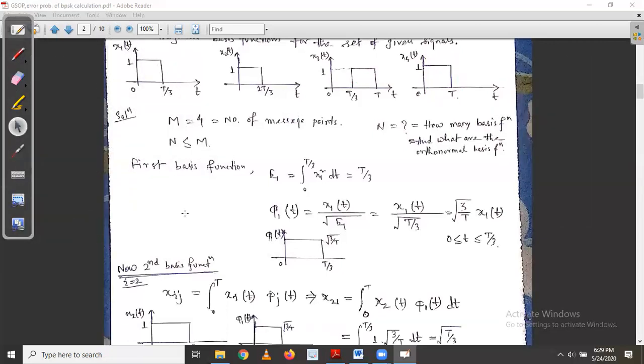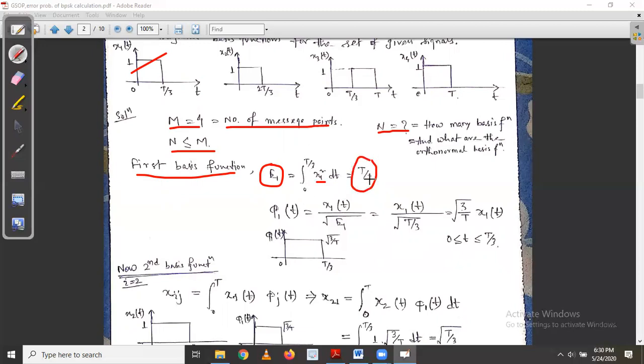So the given signals are these. M is 4, the number of message points or signals. N is what you have to find out: how many basis functions are there and what the orthogonal basis functions are. This condition we know. So what about the first basis function? First, E1 is the integral from 0 to T/3 of x1 squared dt. Just insert it into the integration, because this value is 1. Now you perform the integration process and you will get this one. I'm not doing all the integrations.